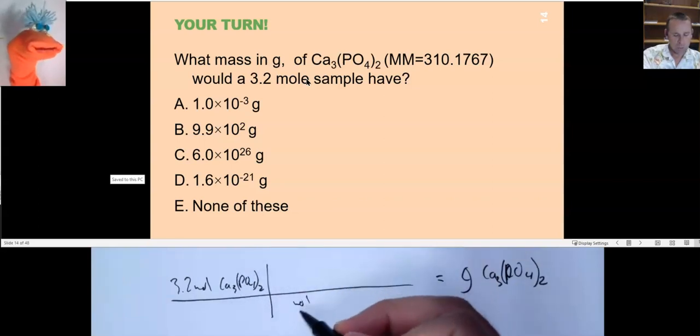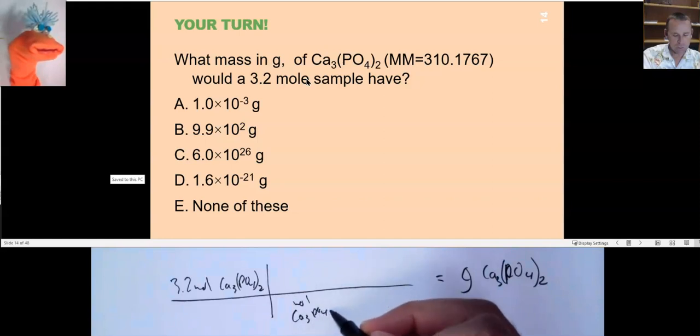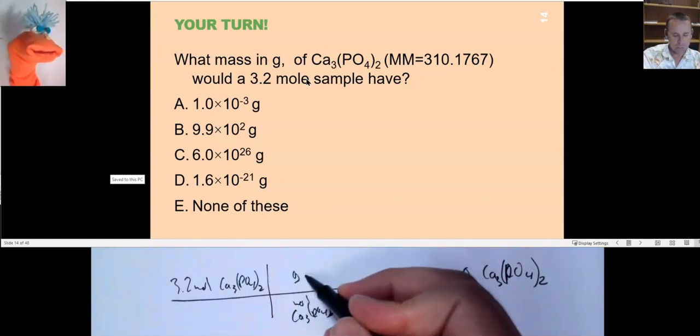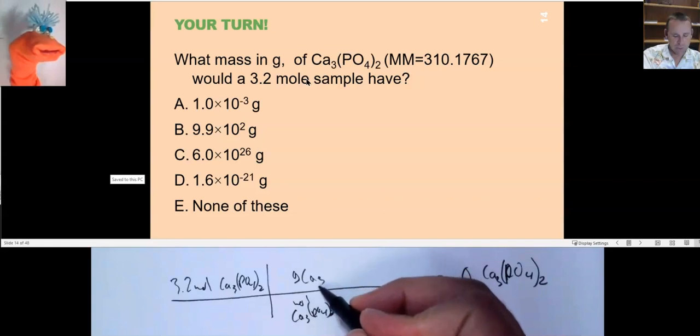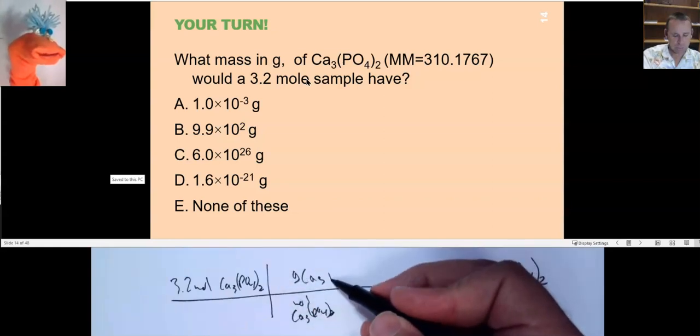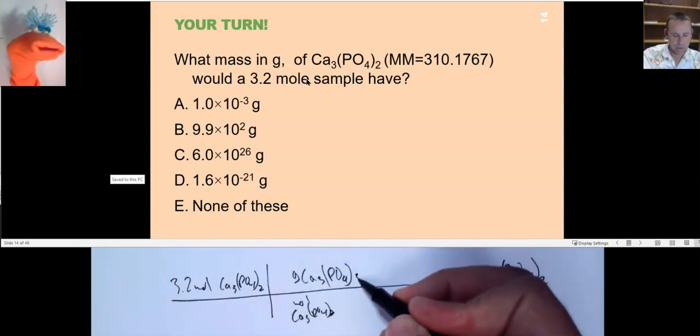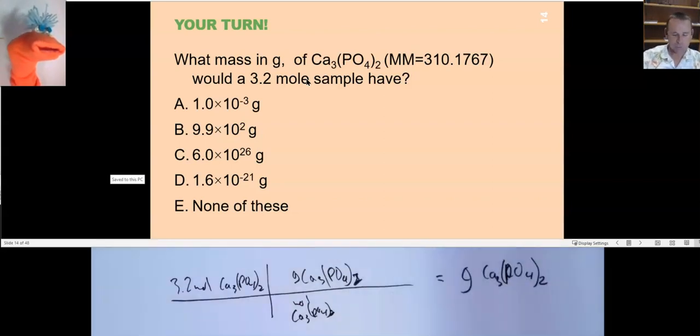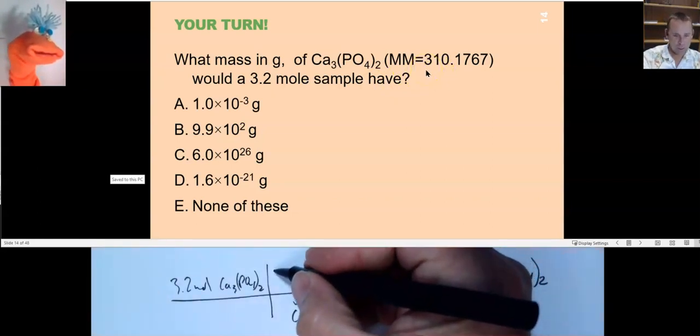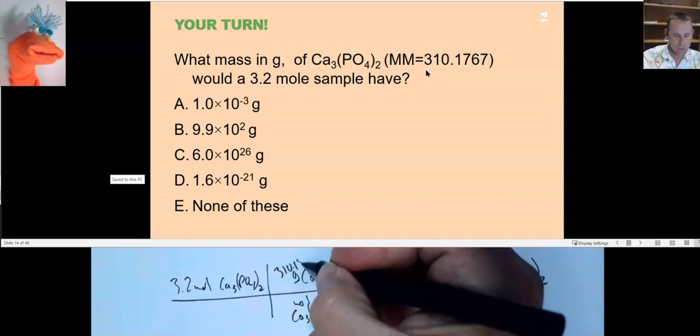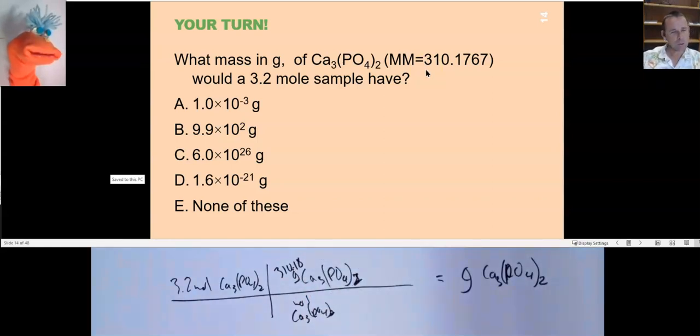And I'm going to go from moles of calcium phosphate to grams. Now, what's my conversion factor? How do I know how many grams there are per mole? That's just the molar mass. That's right. Here, MM stands for molar mass. So 310.18 should do the job. So 3.2 times the 310, that should be our 990. Okay, good.